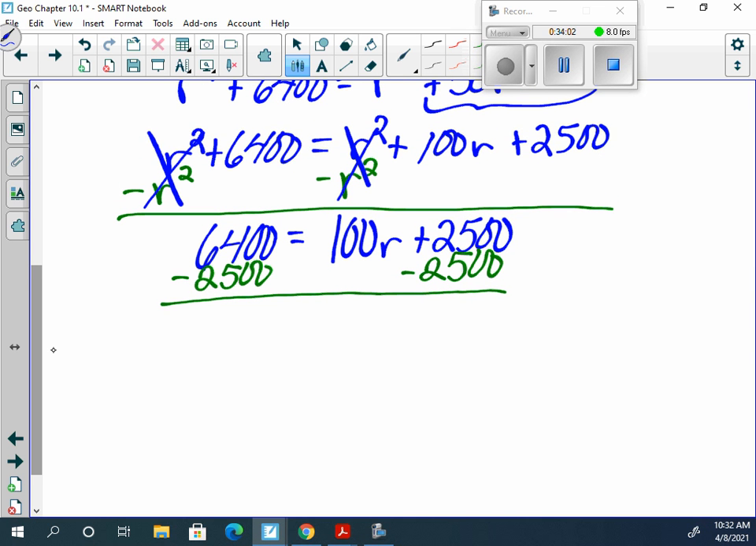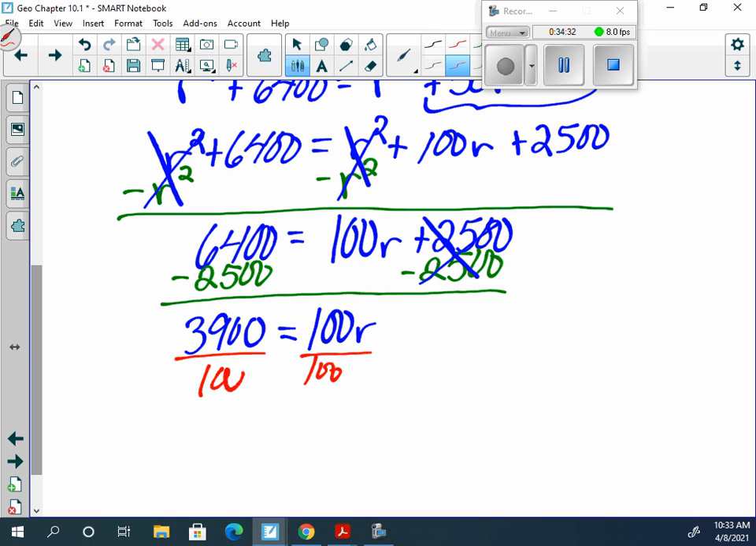Scroll back up a little bit. So then we subtract 2,500 from both sides because, again, since we just have r, we want to get it by itself. We want to get all the numbers on the other side. And this here would be 3,900 would be r. Then we divide both sides by 100. And we get that the value of r is 39.